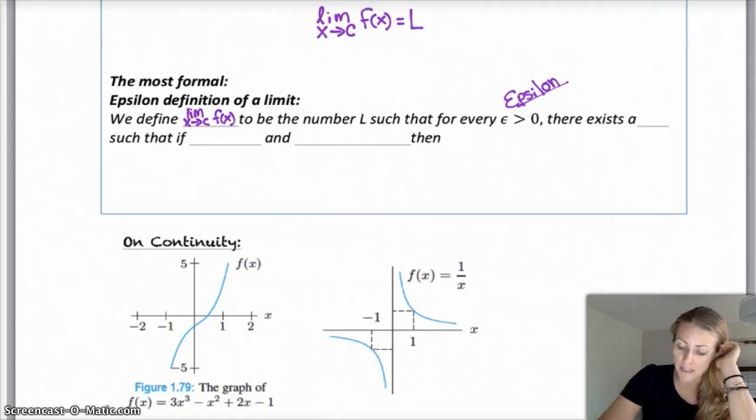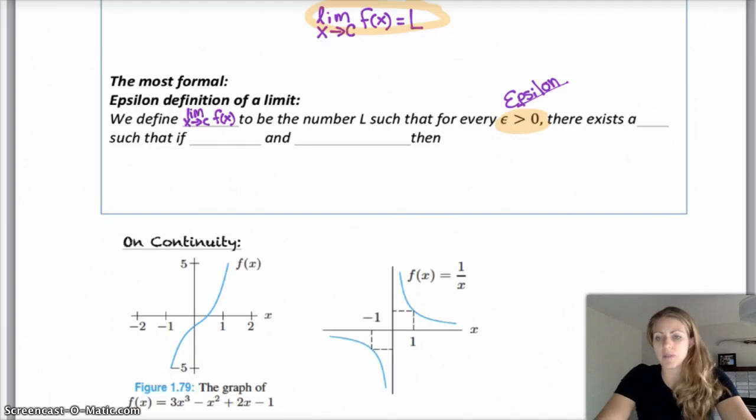So for every epsilon greater than 0, so basically epsilon represents a small number, and it can be as small as you want it to be. Like if I say an epsilon of 0.1, you could repeat this process for an epsilon of 0.01 or 0.0001, something really, really small, but still larger than 0. It's got to be a positive number because it represents a distance.